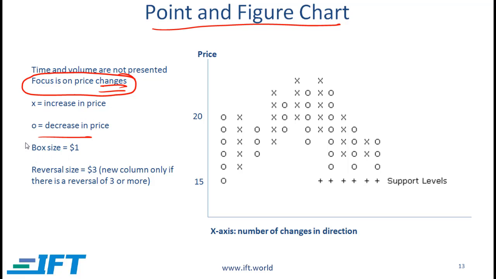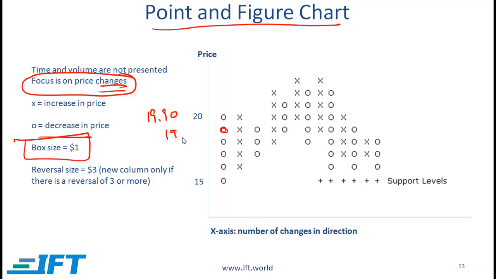That is done using a box size. Let's say that in our example, the box size is $1. This means that if our stock starts at 20 and the price then changes to 19.90, there will be no new entry made in our point and figure chart.